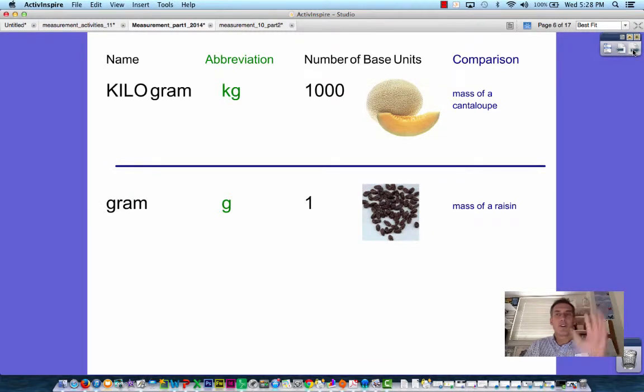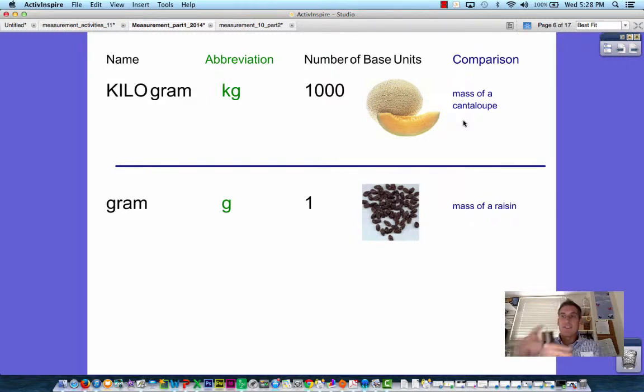So let's take a closer look at some of the prefixes that we can use when measuring mass, for instance. Here are some of the prefixes and some of the units that we use for mass. Kilogram is 1,000 grams. Kilo stands for 1,000. Here's our abbreviation, and a good comparison to help you conceptualize it is that 1 kilogram is the mass of a cantaloupe.